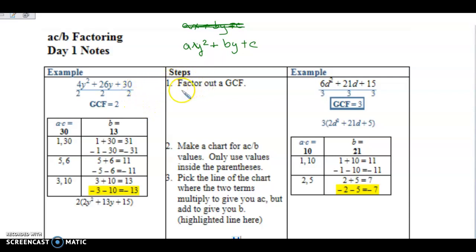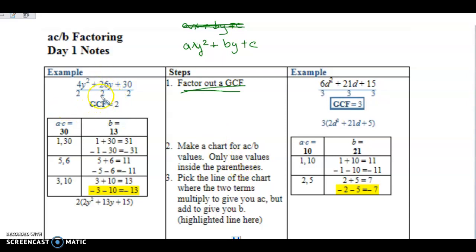Whenever possible, factor out the greatest common factor. Not always possible, but always try it first. You want to reduce the numbers you're working with. It's going to make it a lot easier. Make a chart for the AC-B values. That's what they've done here. I do it a little differently, and I'll show you here in a little bit. You only want to use the values inside the parentheses.